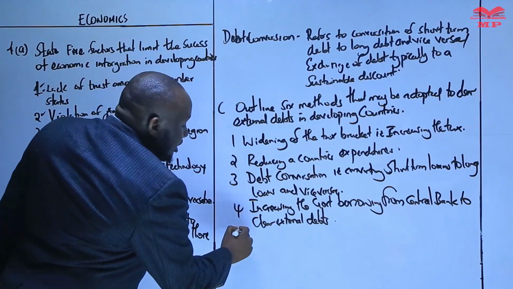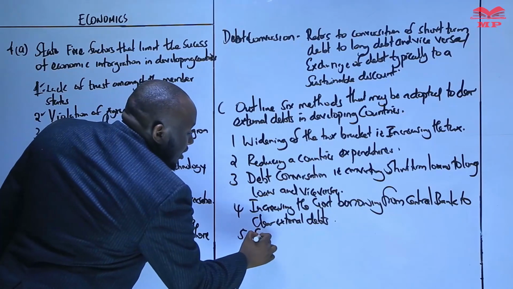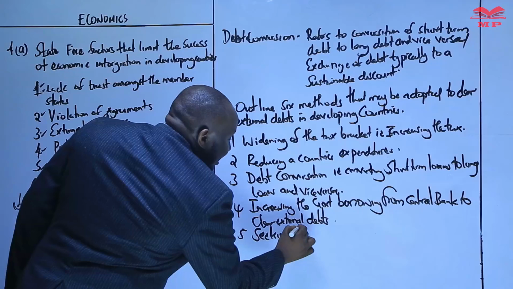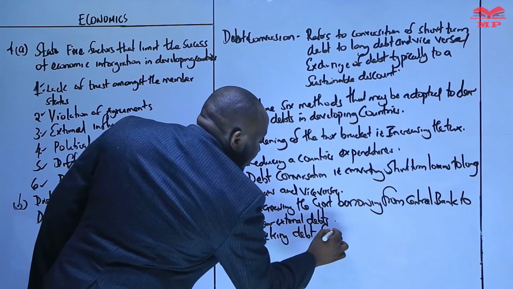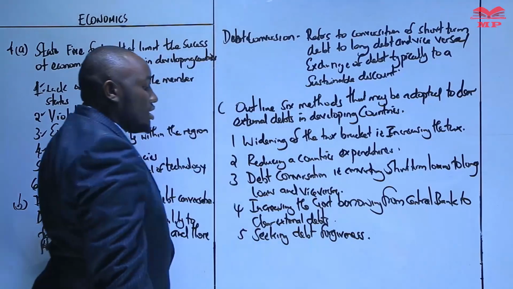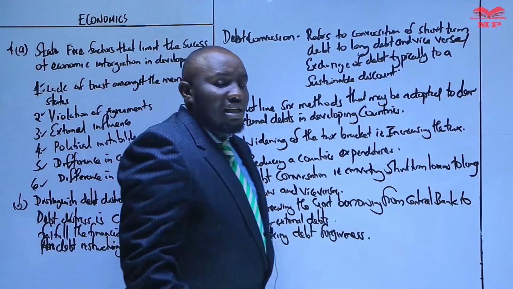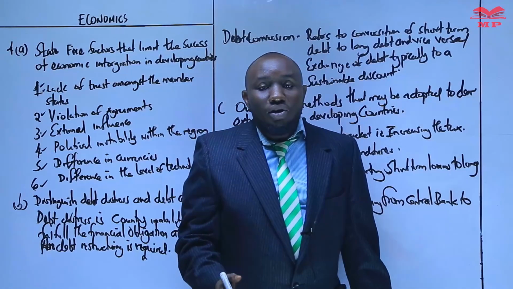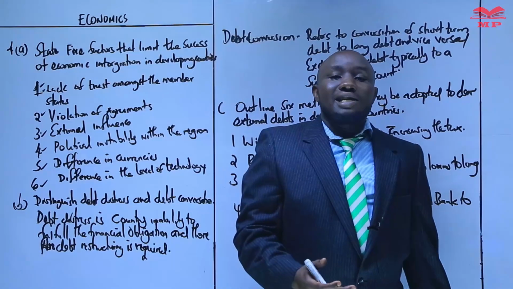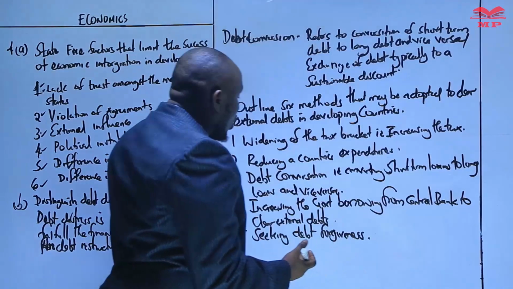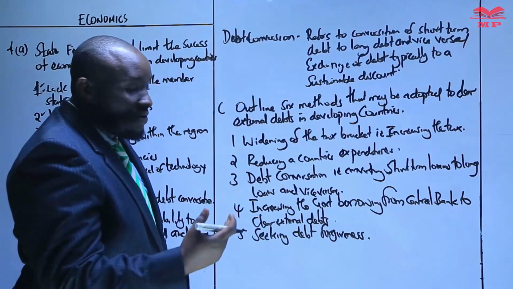But very important, one amazing thing that a country can do is to seek what you call debt forgiveness. Among the points you could be asked, a country can refuse to pay debt as a way of doing away with the external debt. But the most precise and clear way is seeking debt forgiveness.